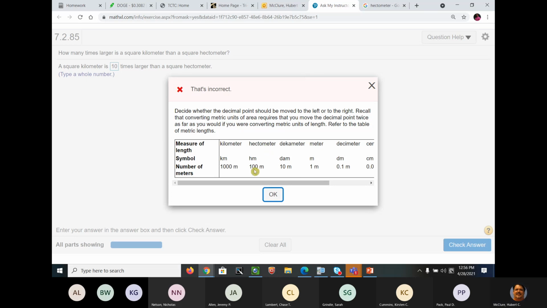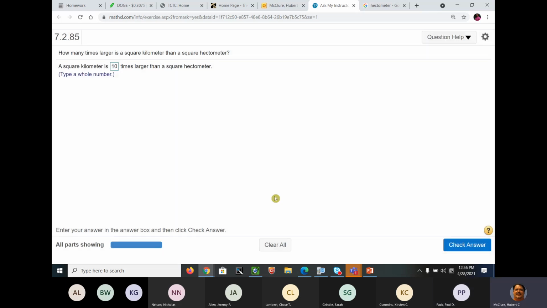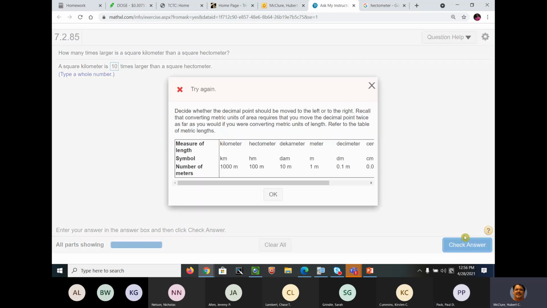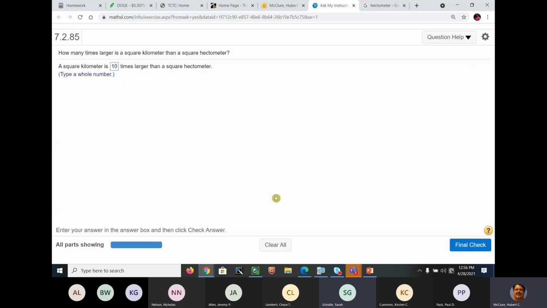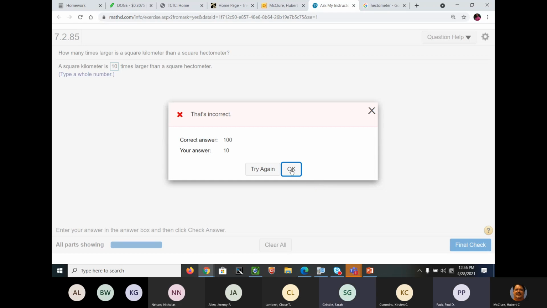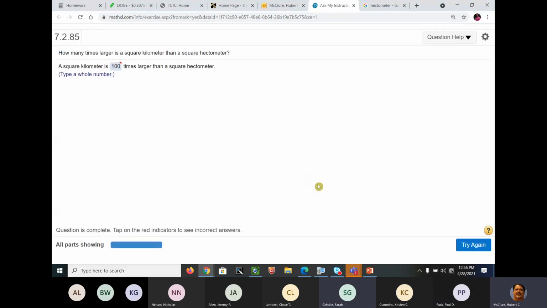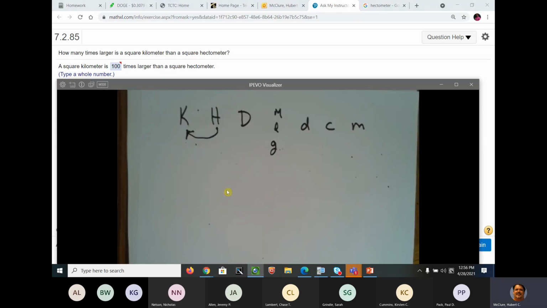Hectometer. What's 100 times 10? Should be 1,000. Did I not understand the question? 100 times 10 is 1,000. Mm-hmm. I don't agree with that. I don't agree with that at all, because each one of these jumps is 10.